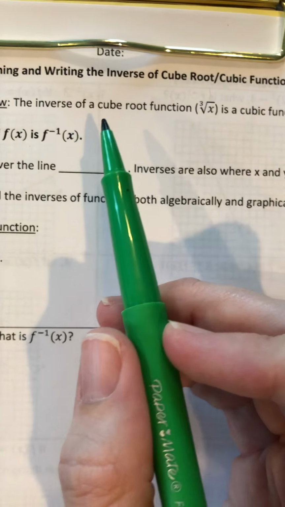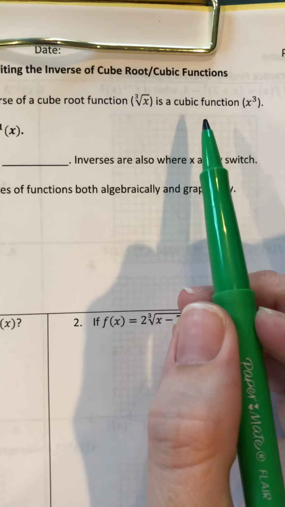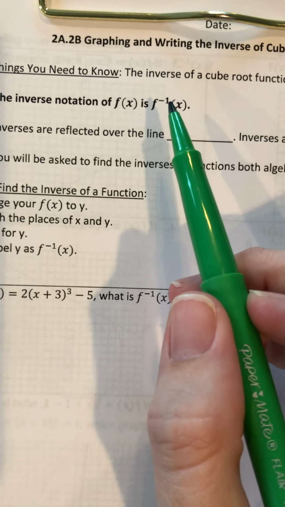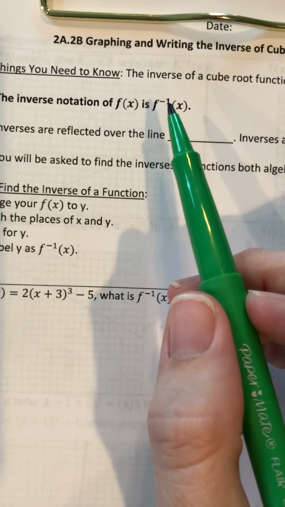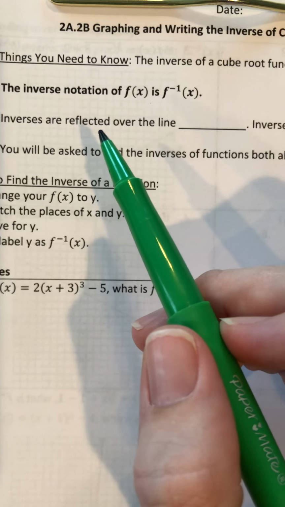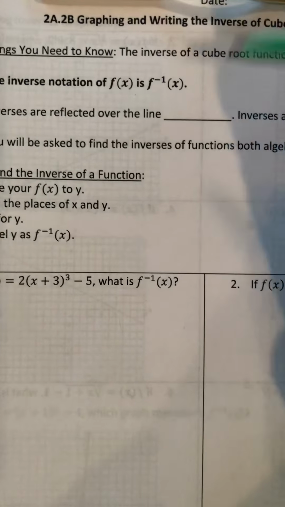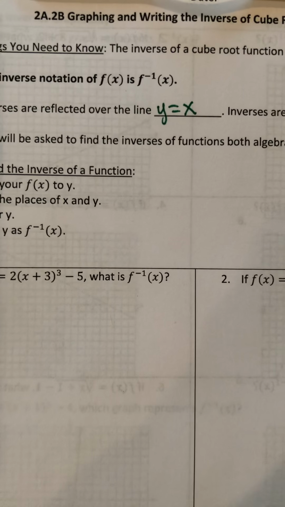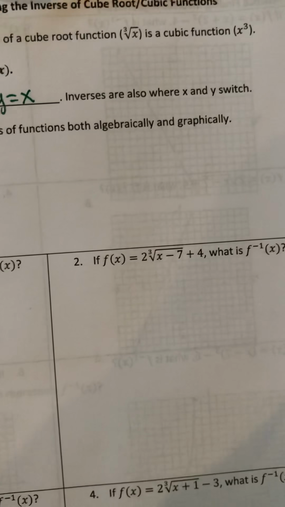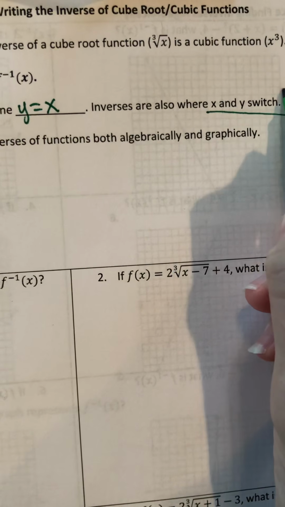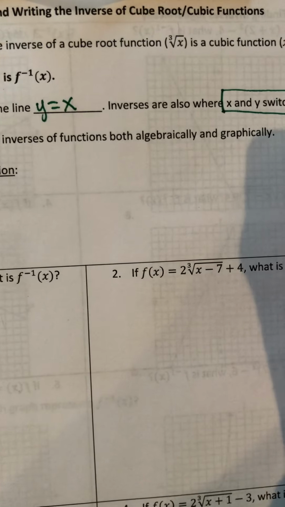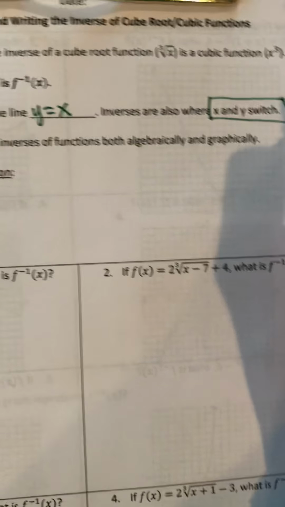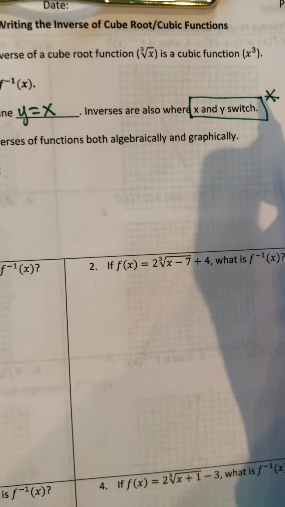First of all, the inverse of a cube root function is a cubic function. All right. The inverse notation has that little -1, so you may not see the word inverse. It might just have that -1 symbol. Inverses are reflected over the line y equals x. Remember, that's the linear parent function. And another way to identify or find an inverse is when the x and y values switch. Make sure you box that, because I think it's an easier way to test for or look for an inverse. Just find your x and y values and then switch them.